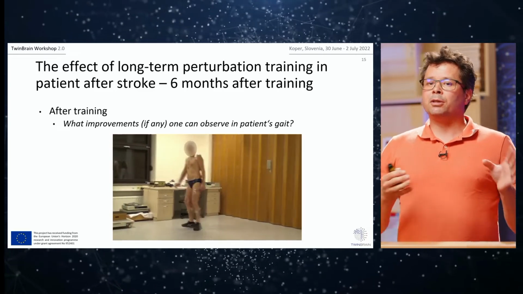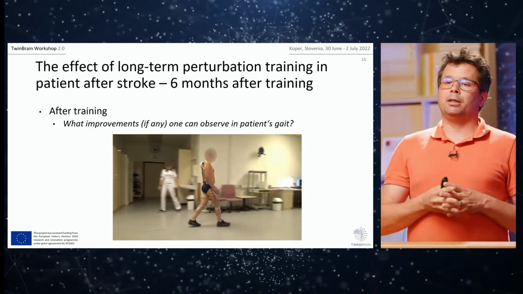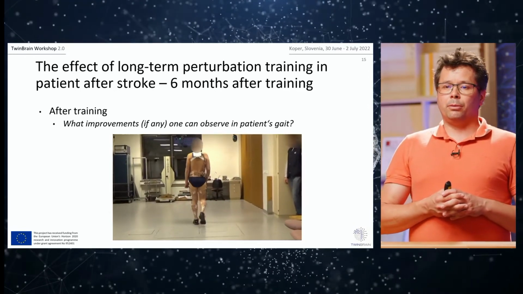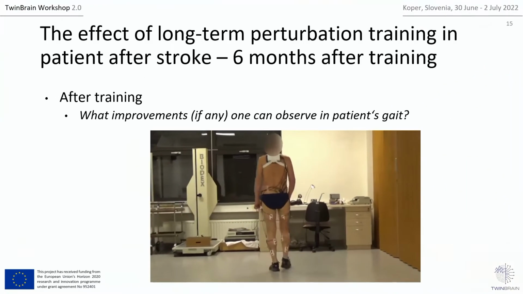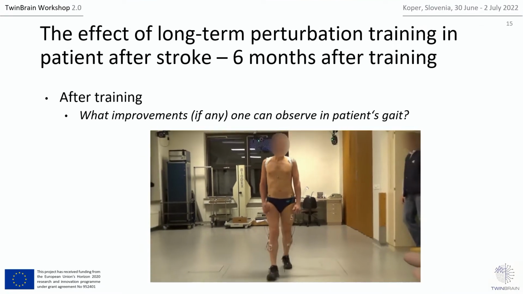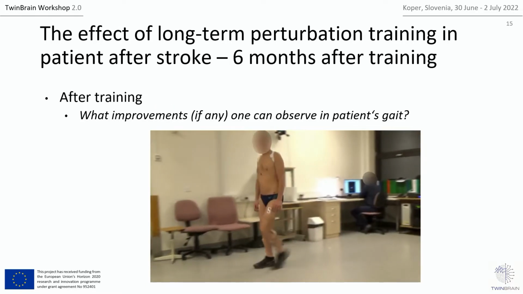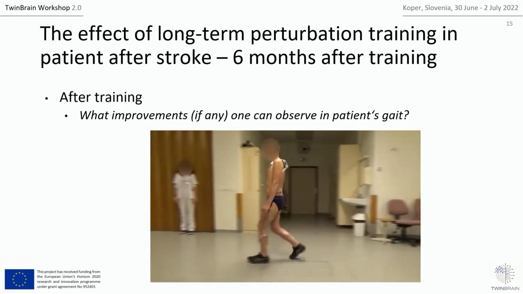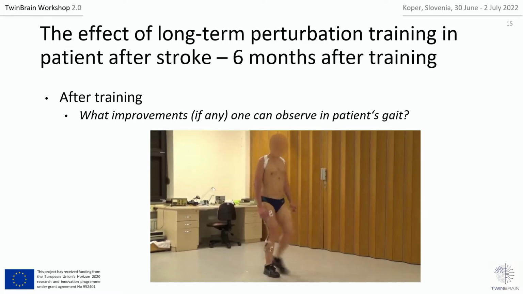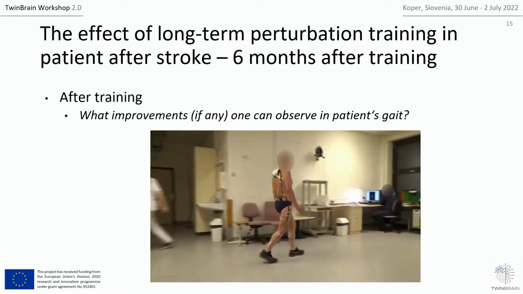So what are the most important or the most evident improvements, if there are any, that we can identify in this gait? Well, what we can notice is that the gait is faster. I would also say that the support on the paretic side is longer. Let's see it again. The support on the paretic side is longer, and I would say also that the asymmetry decreased quite a lot.